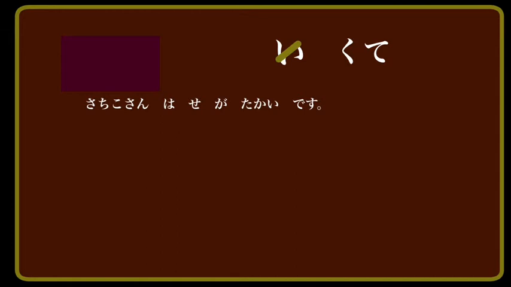If we want to describe Sachiko, who happens to be tall, se ga takai, and she is also slender. Sachiko wa se ga takai desu. Sachiko is tall. Sachiko wa yasete imasu. We take the takai, take off the i, add kute. Sachiko wa se ga takakute yasete imasu. She is tall and slender. Simply take off the i from i adjectives and add kute to join them together and extend our sentence.